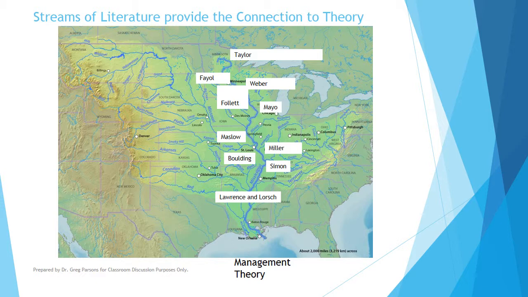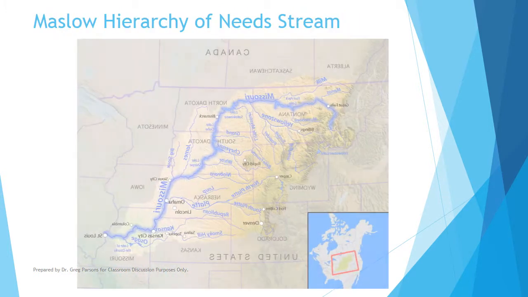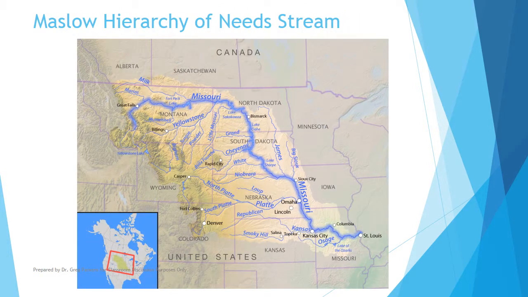So let's take a look at what comes off of one of these main tributaries to the stream of management theory. For example, if you look at Maslow, he developed a concept of the hierarchy of needs, which everybody should be familiar with. So let's say he started here and he contributed his knowledge to the stream of management theory.